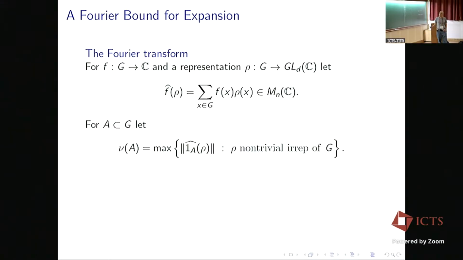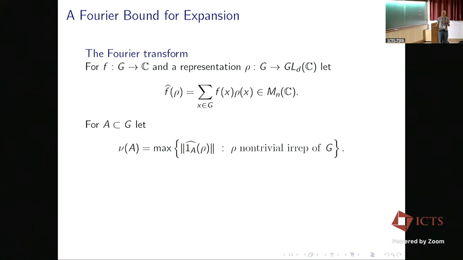and we take the maximal spectral norm over a non-trivial irreducible representation. The hope is that if A is random enough, and rho is non-trivial, then there will be a lot of cancellations here. Therefore, this will be small. This is the general philosophy of why Cayley complexes can be good expanders.